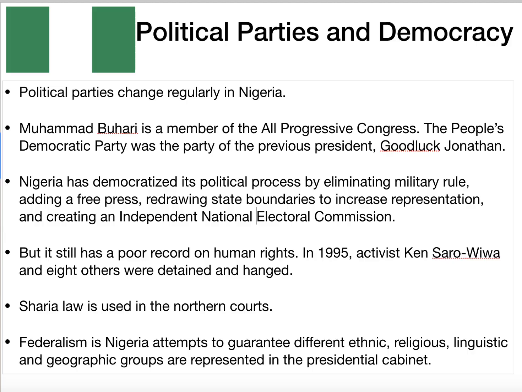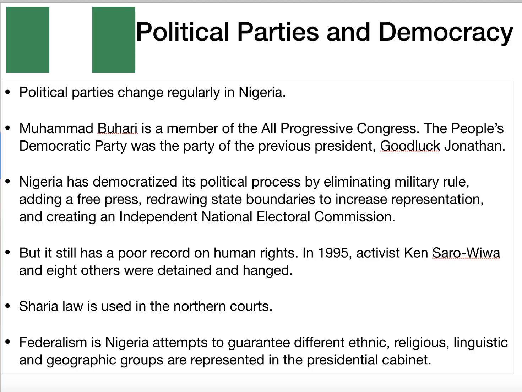But it still has a poor record on human rights. One example: in 1995, an environmental activist, Ken Saro-Wiwa, and 8 others were detained and executed for their activity. Sharia law still exists in the northern states where the Muslims dominate.